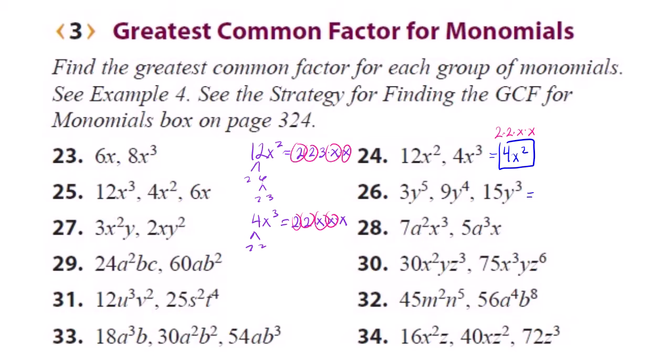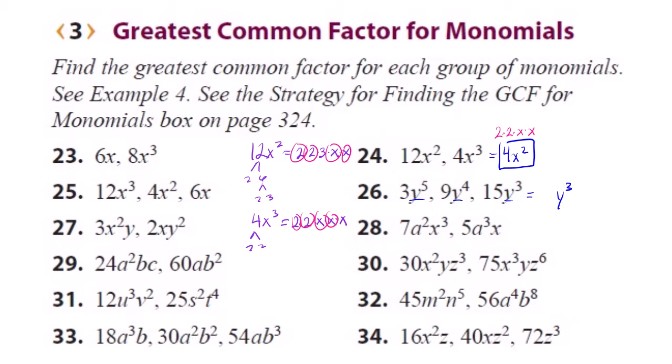26. So they all have a y in common, so I would take the one with the smallest exponent. So I know it's going to be something y cubed, okay? Because if I listed out all the y's, I'd have 5 y's here, 4 y's here, 3 y's here. The most they could have in common is 3, right? Okay, so y cubed is going to be there.